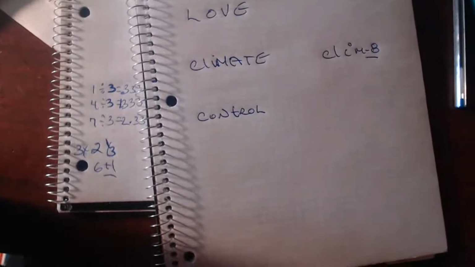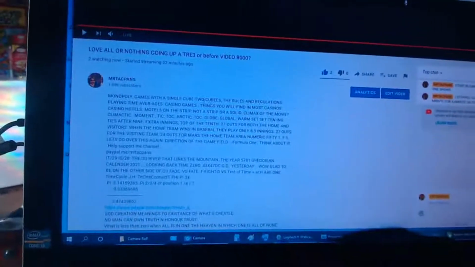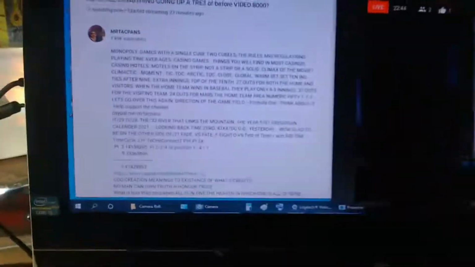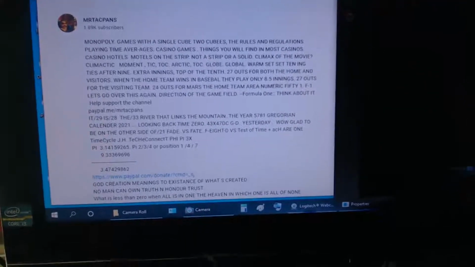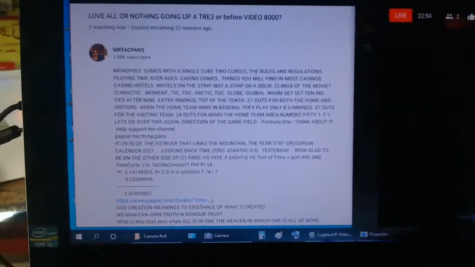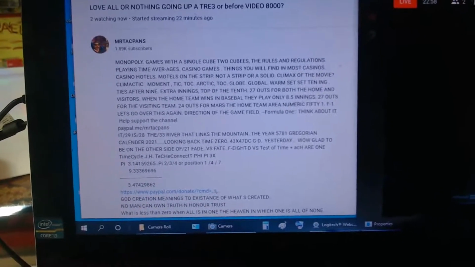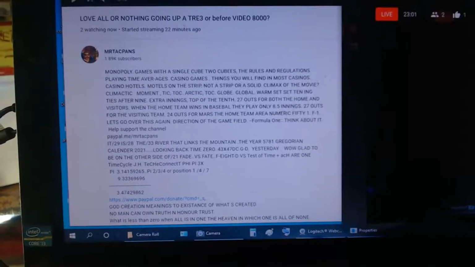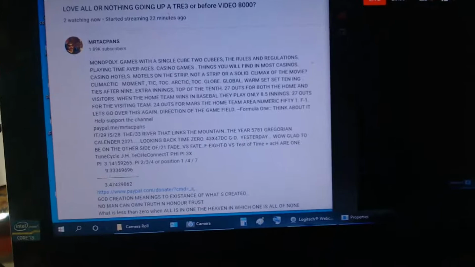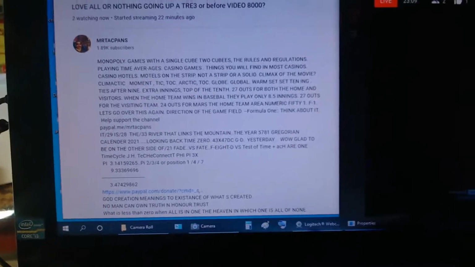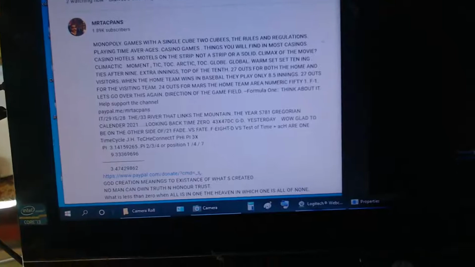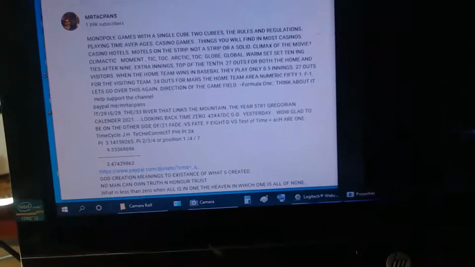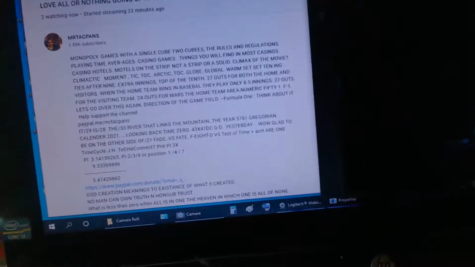I wrote Monopoly games with a single cube or two cubes. One of the things about Monopoly is the split board. Can a corner be shared with both sides? Can you lock corners in like I did in my previous video, putting corners on a square, looking at an octagon instead of the square that it once was, but now everything is connected corners. The games, the cubes, the rules and regulations, playing time and time ages, the average age for the game.